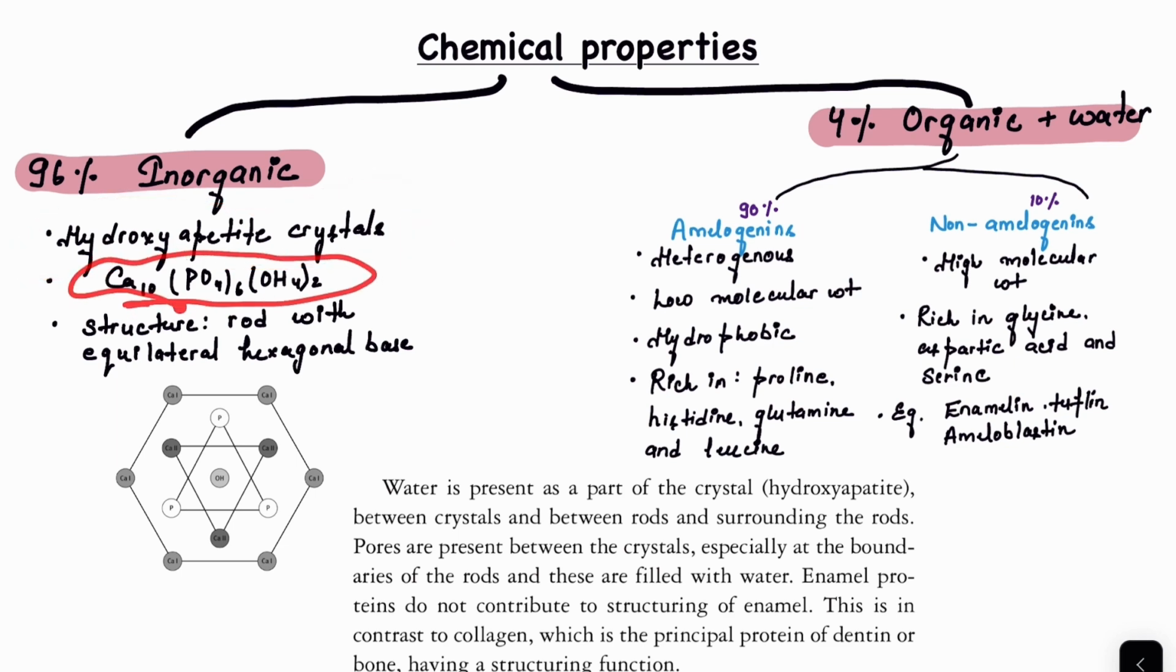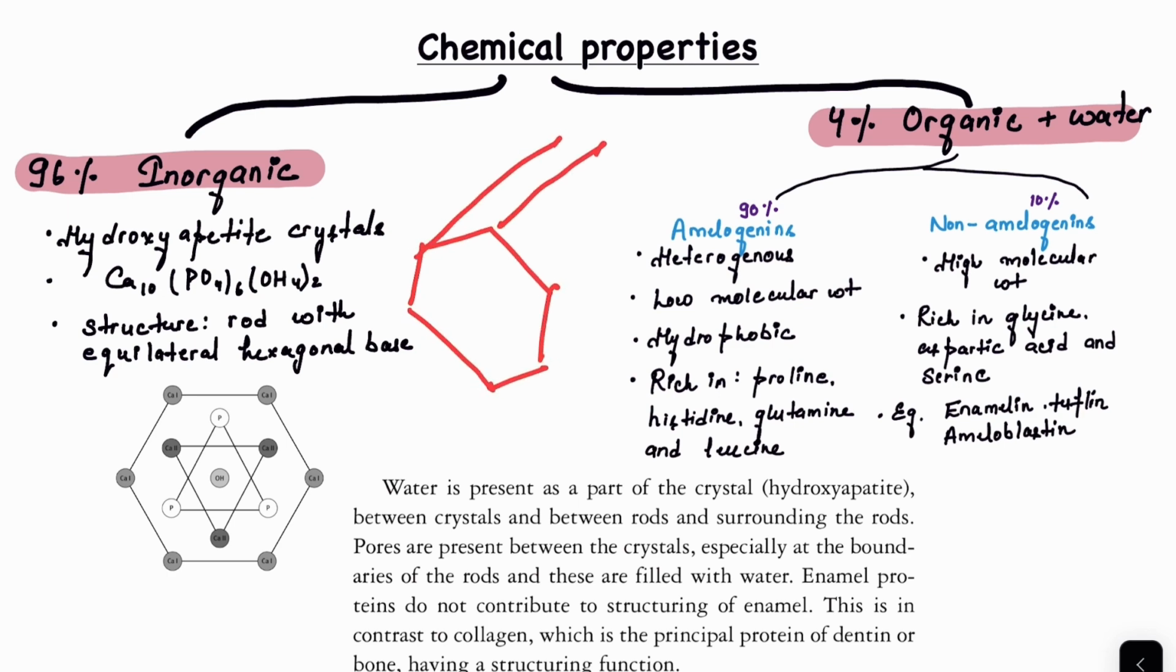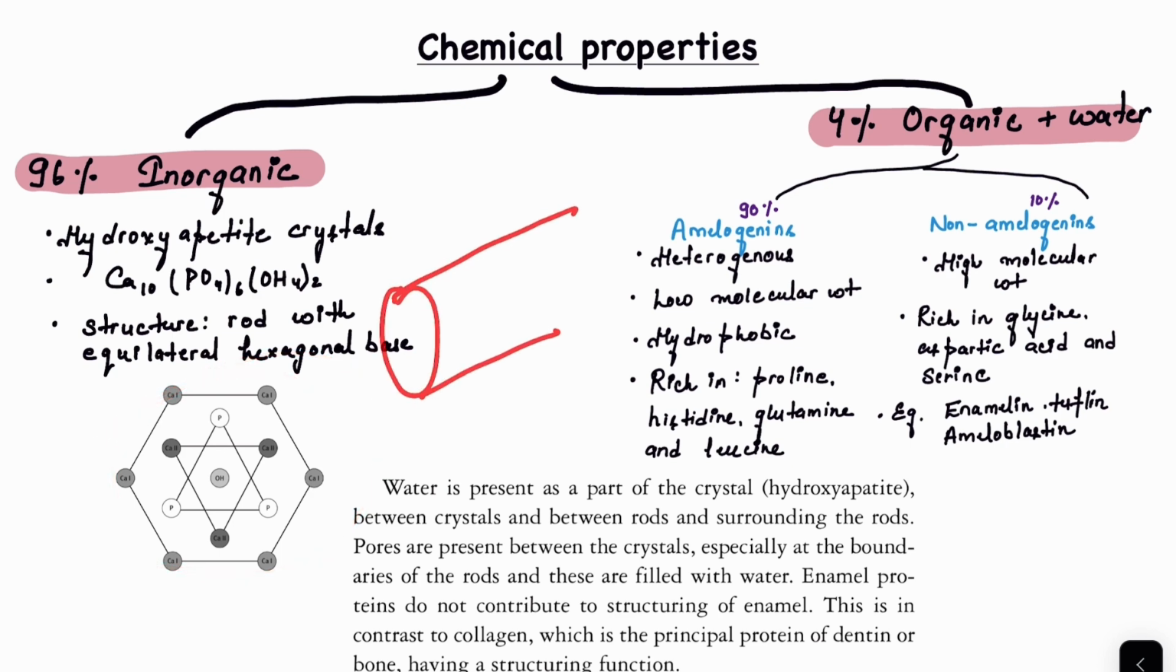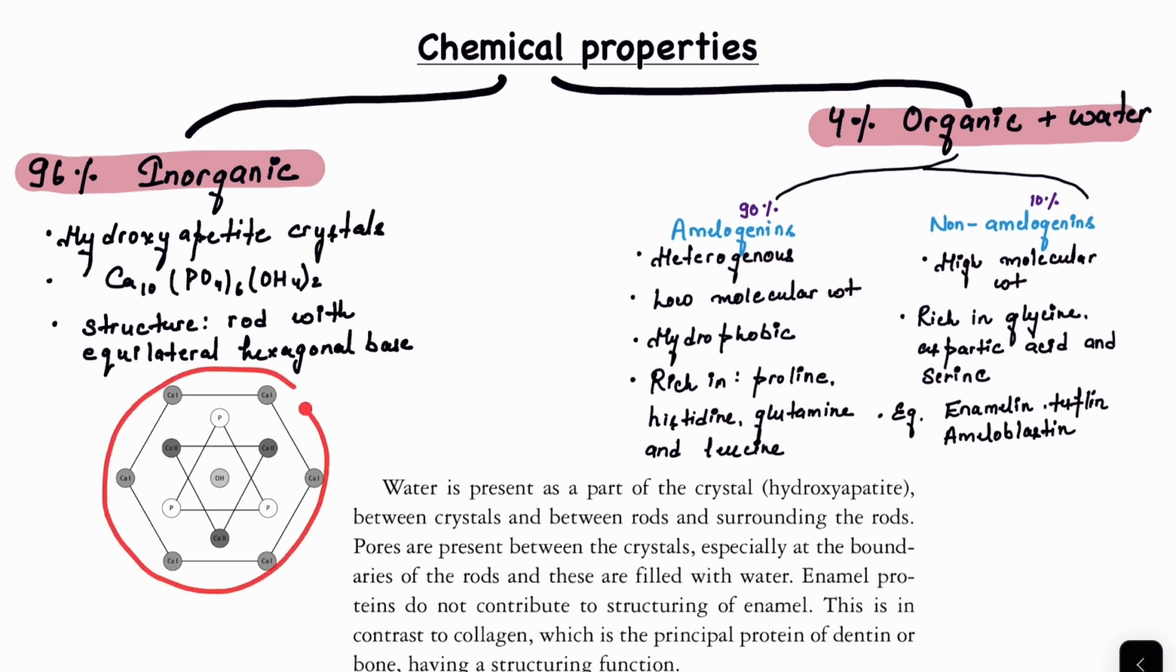This is the formula of hydroxyapatite crystal, and they form enamel rods. Okay, so enamel rods are something like this. These are hexagons, and they will grow like this, and these are enamel rods. Okay, and so this is the base of that hexagon, that enamel rod. Imagine this was the rod, and the base is in the form of a hexagon. So this is the base, and this is the structure of hydroxyapatite crystal, which will form the enamel rods.